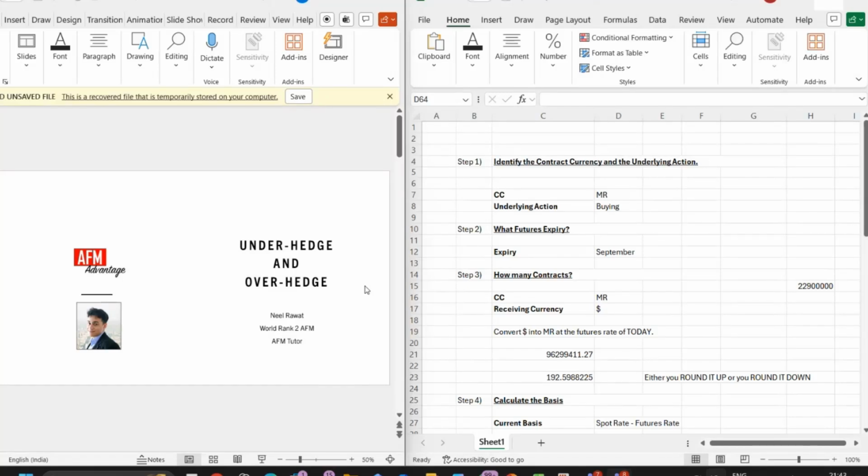Hello, everyone. Welcome to today's session on underhedging and overhedging. This is primarily related to risk management in futures and options.